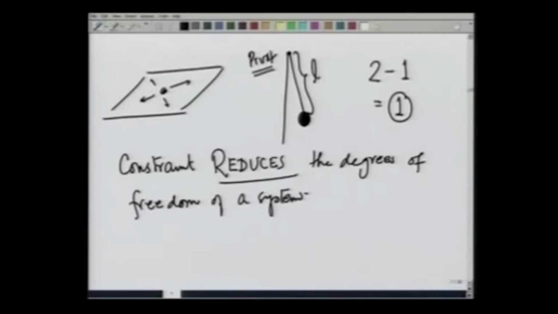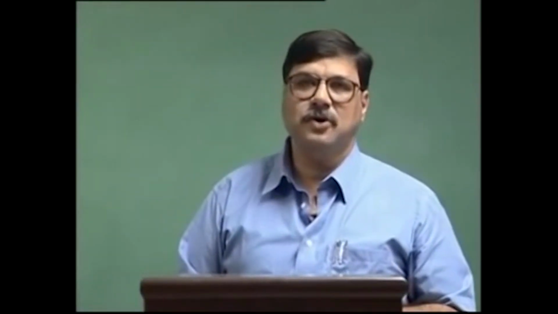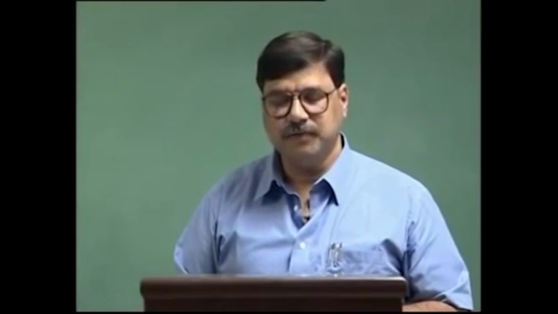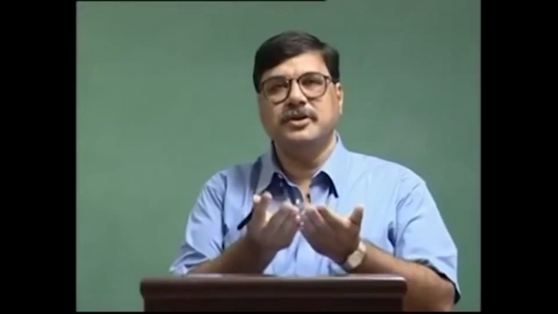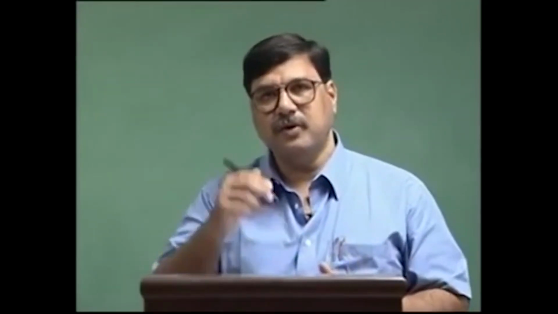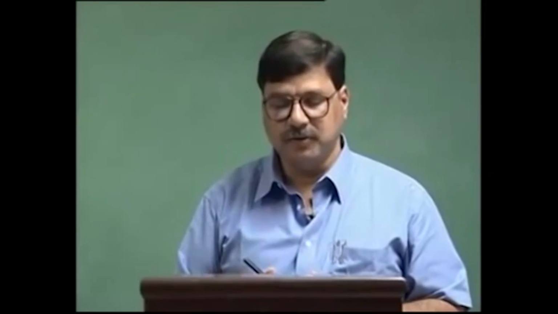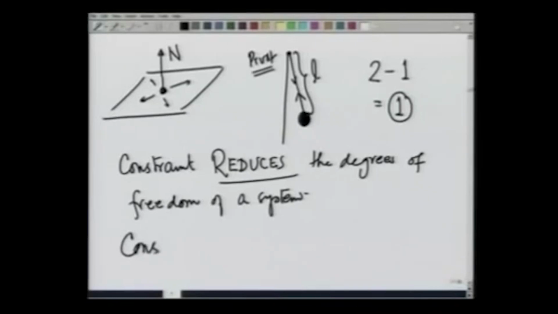How do we put the constraints on a system? We put constraints on a system by applying certain forces. For example, here a force that is related to the constraint is the tension in the string. In a motion on a two-dimensional plane, the constraint force is the normal reaction on the particle due to the surface. That normal reaction doesn't let the particle fall below and make a motion in the direction perpendicular to the surface. So these are known as constraint forces.